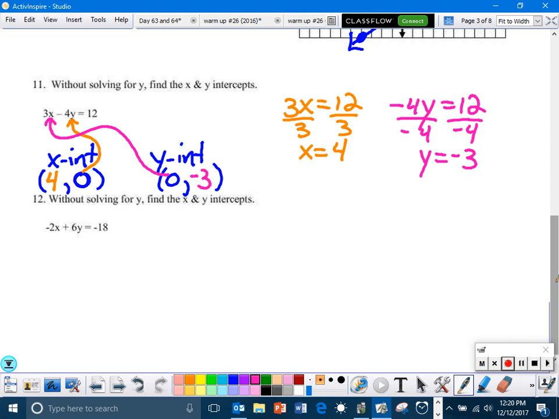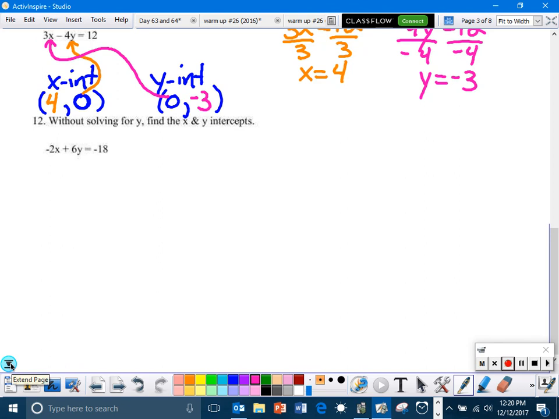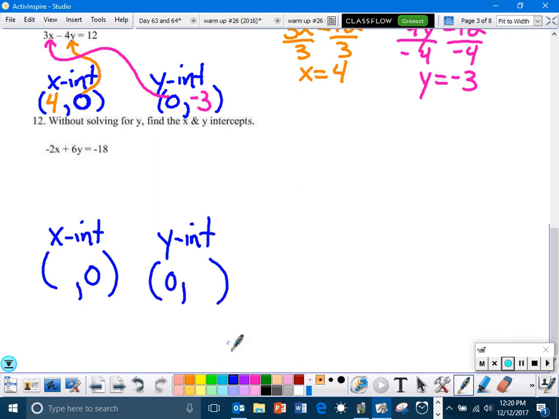Okay, let's do that one more time with number 12. So again, I'm going to go ahead and do my x-intercept. The y value is 0. For the y-intercept, the x value is 0. I'm going to plug the 0 into y. That's going to disappear, so I'm left with negative 2x equals negative 18. Divide by negative 2, and I see that x is 9.